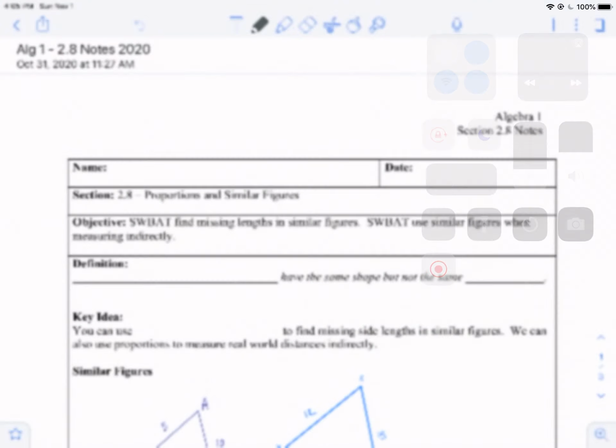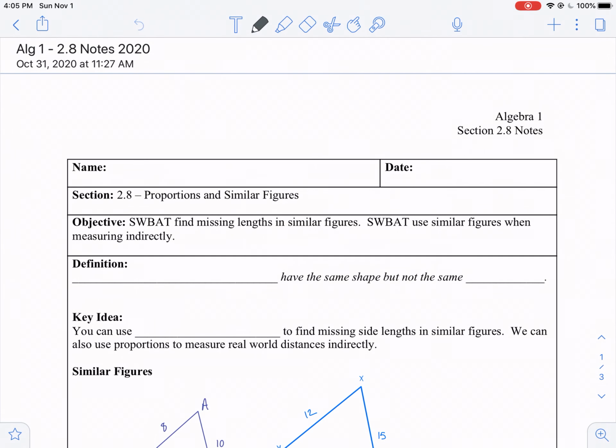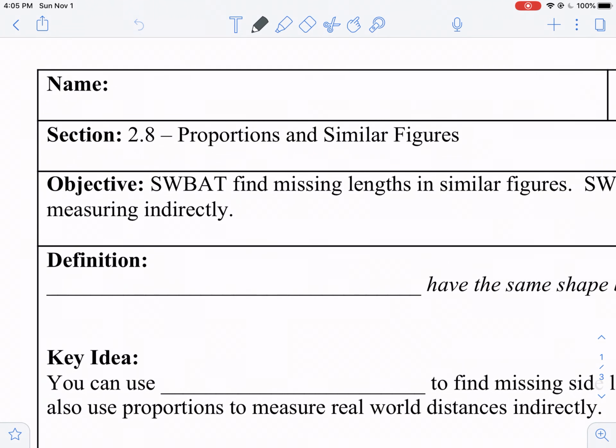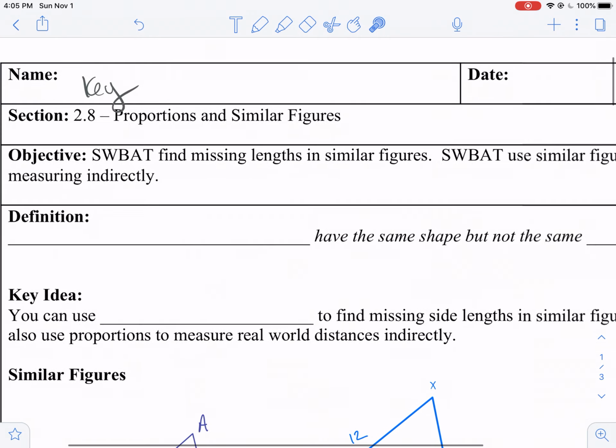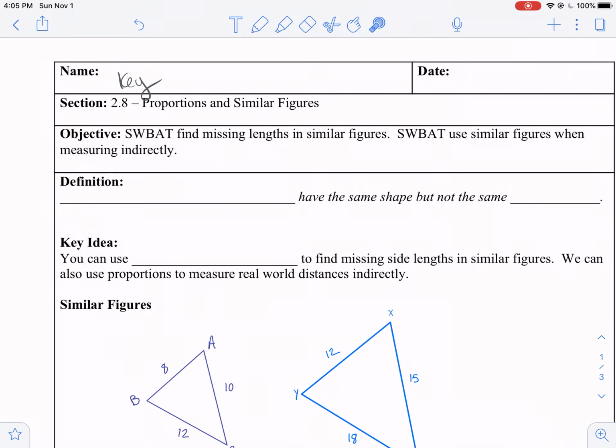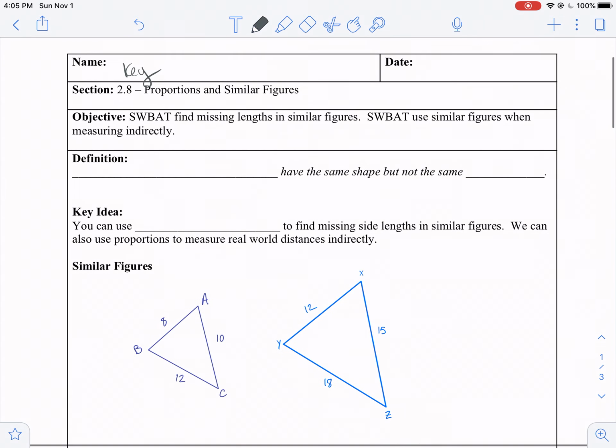Oh, hey guys. Welcome to your Chapter 2, Lesson 8, Notes on Proportions and Similar Figures. By the end of the day, you will be able to find missing lengths in similar figures, not fingers, and to use similar figures when measuring indirectly, because sometimes you can't always measure exactly what you want, but you can figure it out. So, let's get started right away.